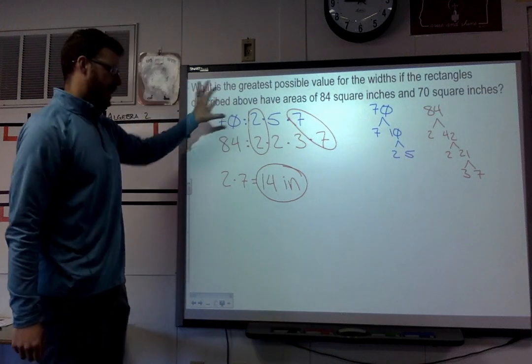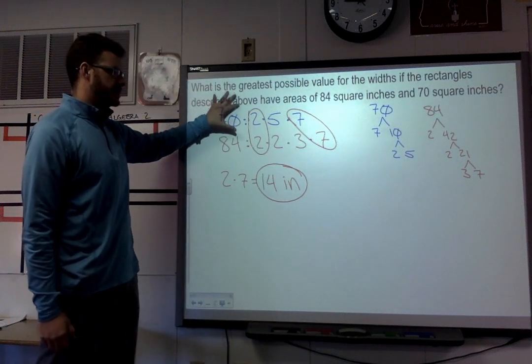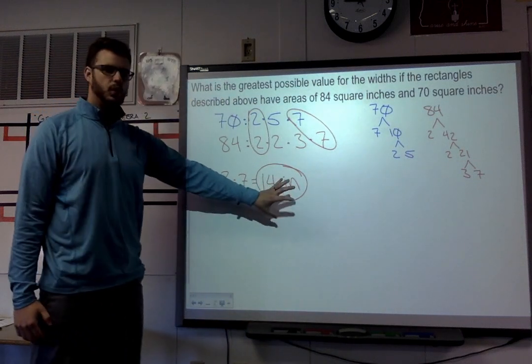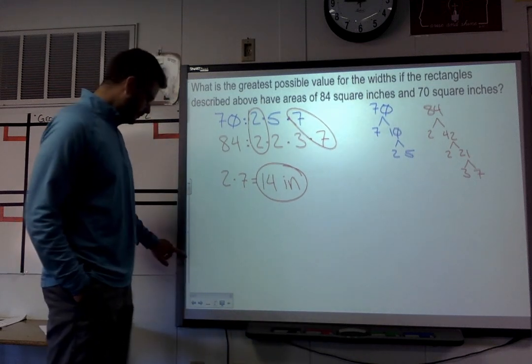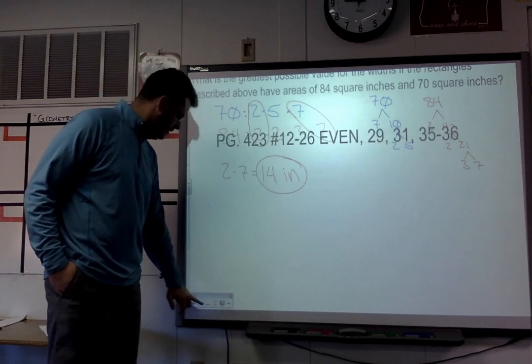So again, an application there, a real-world application of when we would use greatest common factors. So that is our lesson for today.